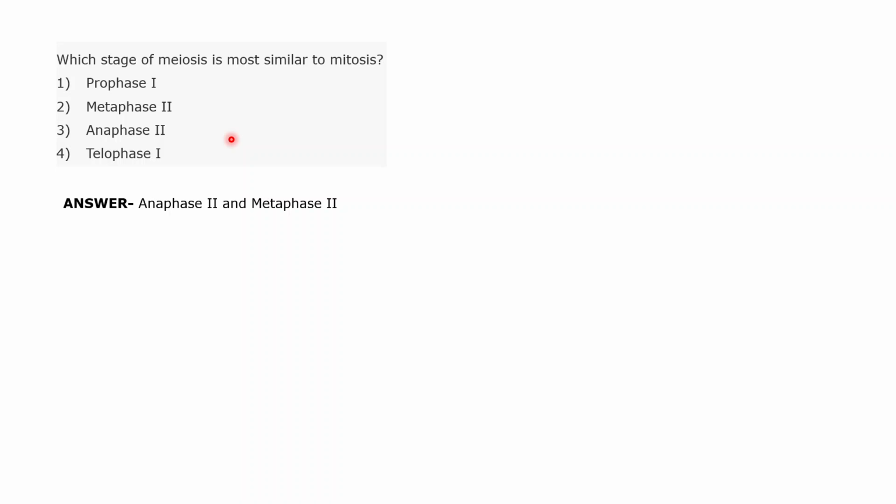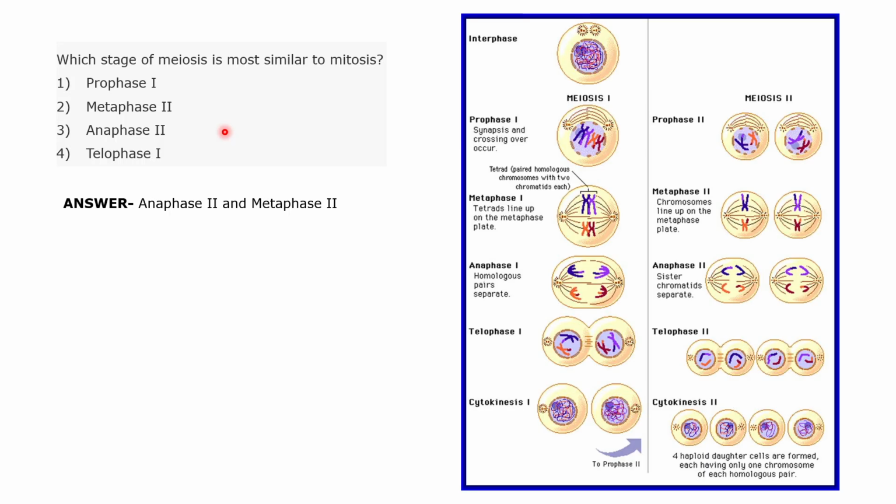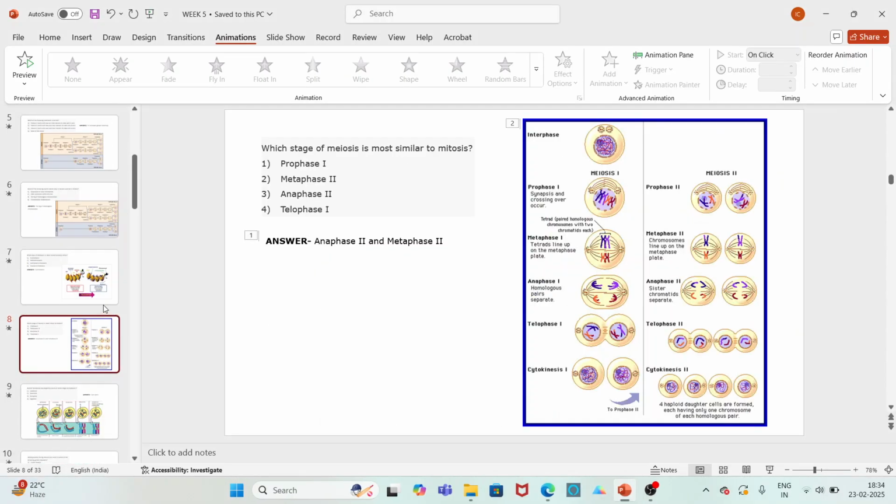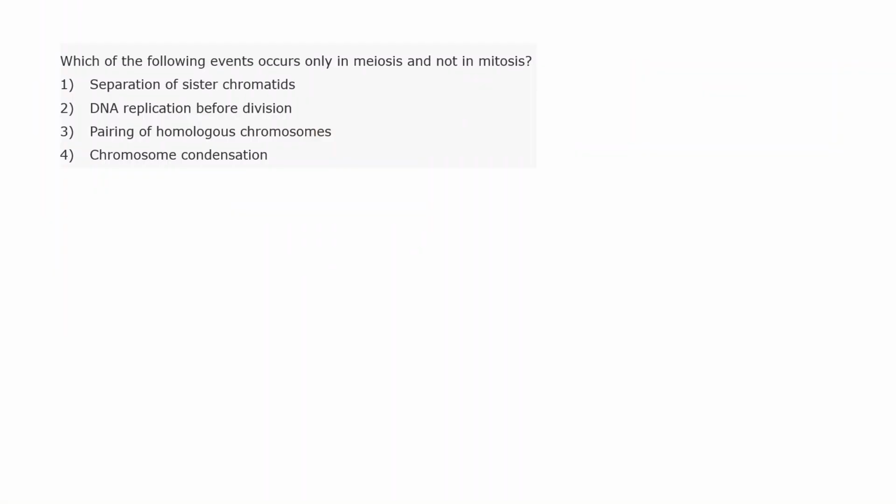Okay, I am going with option number 2, but I am also thinking option number 3 could be right. If you compare meiosis 1 and meiosis 2, in meiosis 1, prophase 1, which is option number 1, has stages like leptotene, zygotene, diplotene, diakinesis, and so on. So it is not very similar to what you see in the case of metaphase. I will give you another diagram here.